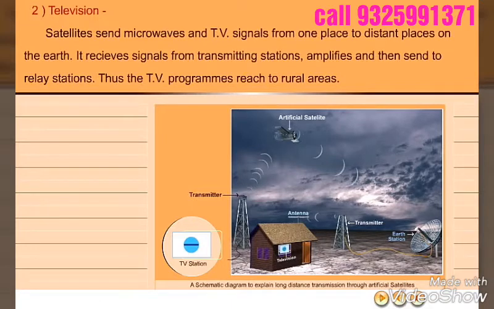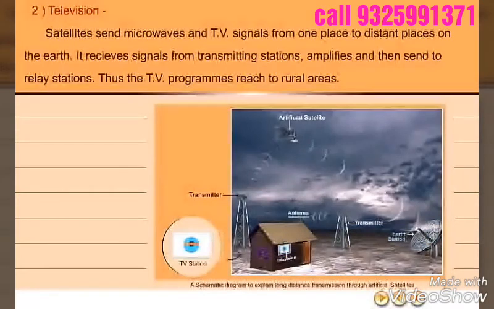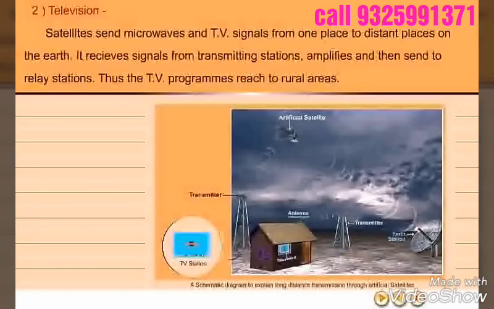Television. Satellites send microwaves and TV signals from one place to distant places on the earth. It receives signals from transmitting stations, amplifies and then sends to relay stations. Thus the TV programs reach rural areas.